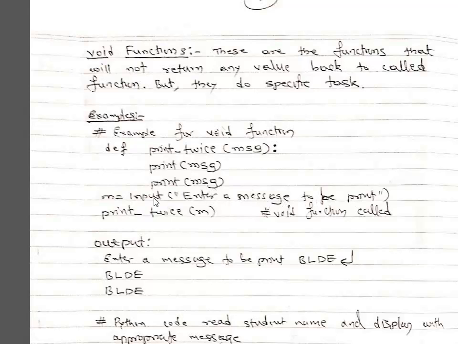Enter a message. Now I call inside the Python main program. Enter a message to be printed. For example, I enter BLDE. BLDE will be stored in M. Then print twice. I am passing that BLDE. BLDE will be passed here. It prints twice. BLDE, BLDE.